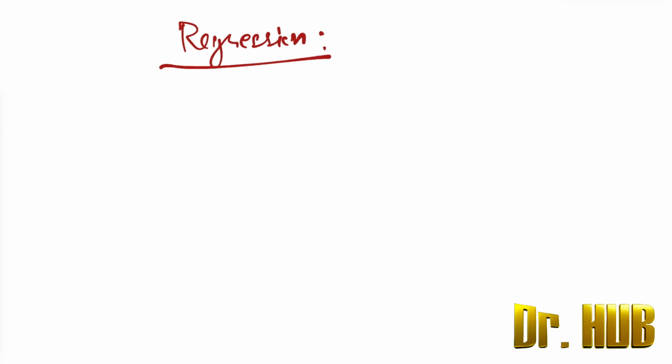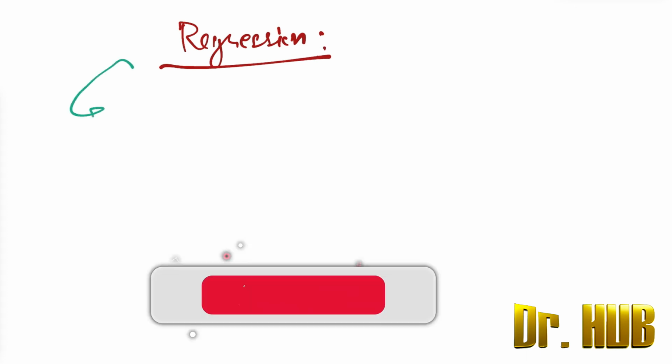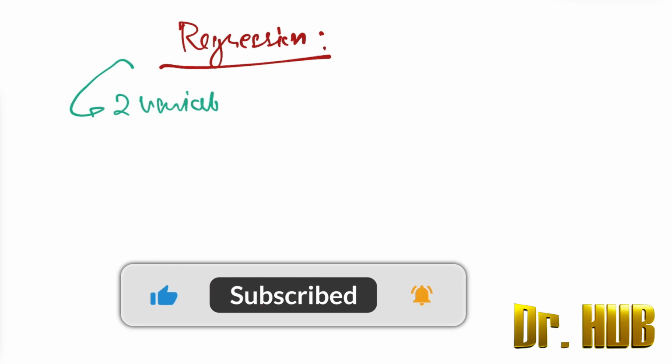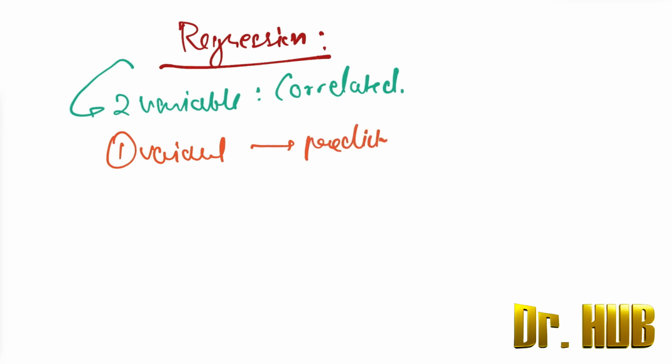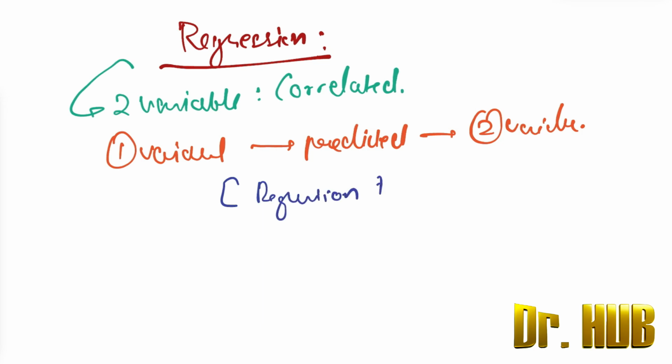So when two variables are correlated, the value of one variable can be predicted from the value of the other variable using the regression technique.